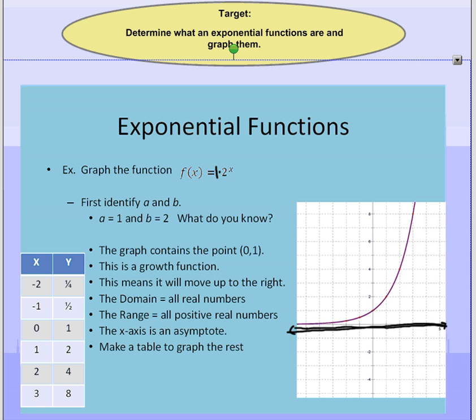As you input -2, you see it's fairly small at 1/4. When you input -1, you get 1/2. When you input 0, you get 1. Now remember, when you input these negatives, this is 2 to the negative second power, which is really 1 over 2 to the second power. That's why we're getting the 1/4. And you see each other input. We put these points on the graph. You see it moving up to the right, which is a representation of a growth function. As it goes to the right, it increases in value.